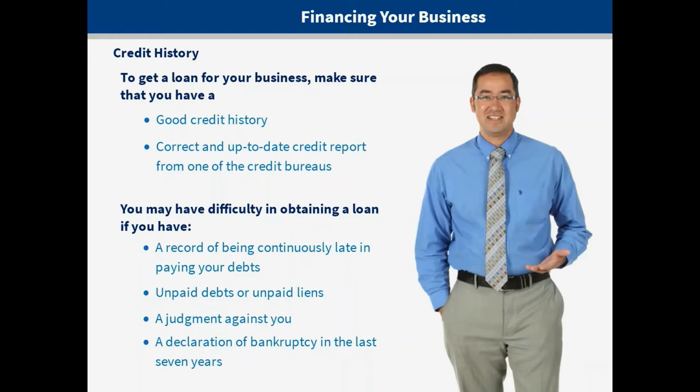If you have been late by a month on an occasional payment, it probably won't adversely affect your credit, but it's likely that you will have difficulty obtaining a loan if you have unpaid collections or are continuously late in paying your debts, have unpaid debts, unpaid liens, have a judgment against you, or have declared bankruptcy in the last 7 years.